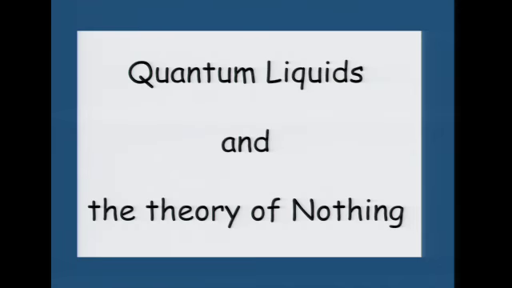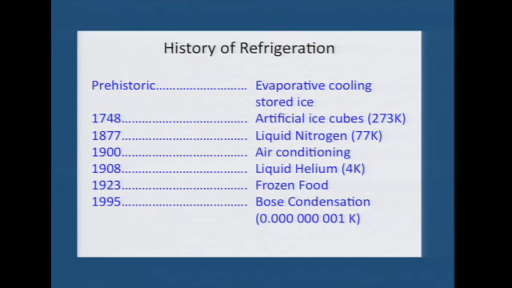Okay, so we move on to the final segment, final stop on our tour, where I want to talk about quantum liquids and the theory of nothing. So a good place to start, since we're talking about low temperature physics, is to think about refrigeration. Now, even in prehistoric times, there were a number of techniques people had to cool things down. There was evaporative cooling, which is basically what happens when you leave your cup of coffee lying around. I have a cup of coffee over there, undergoing evaporative cooling right now.